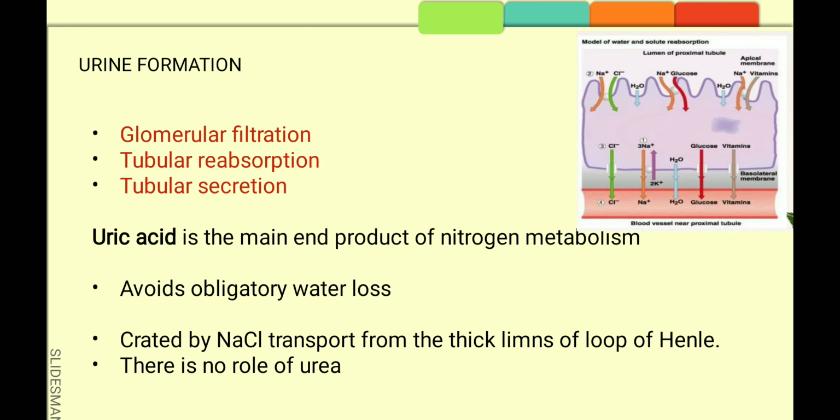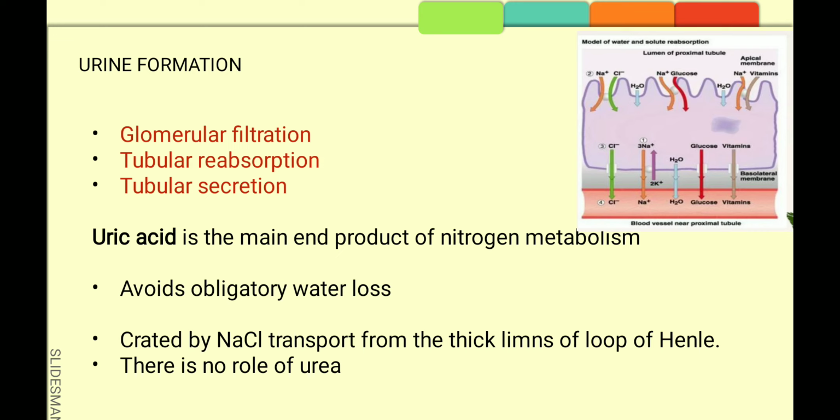So next is the urine formation. As we all know, we have three processes in urine formation: glomerular filtration, tubular reabsorption, and tubular secretion. So kailangan lang natin tandaan dito that the end product of urine formation is the uric acid. This is the main end product of nitrogen metabolism. It avoids obligatory water loss and is created by NaCl transport from the thick limbs of the loop of Henle, and there is no role of urea. Okay? So let's talk about glomerular filtration.